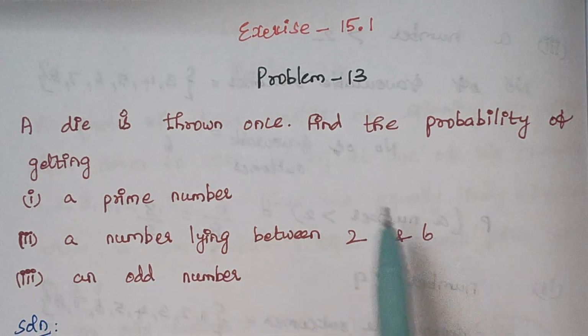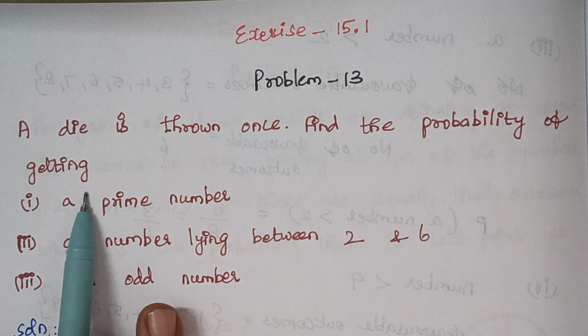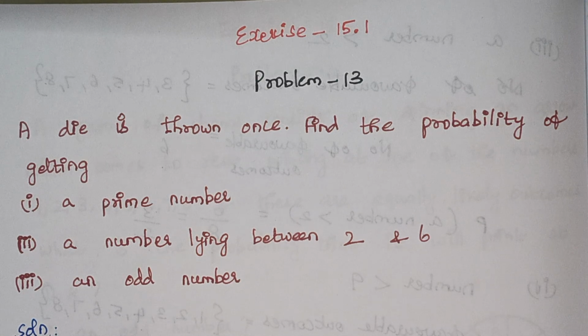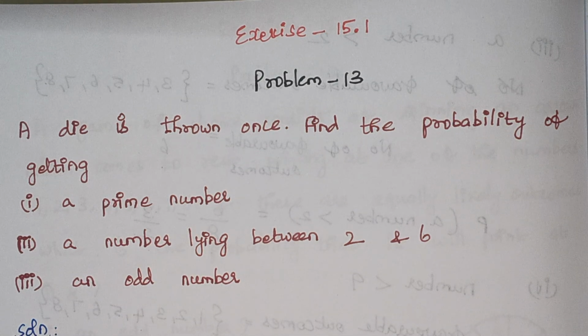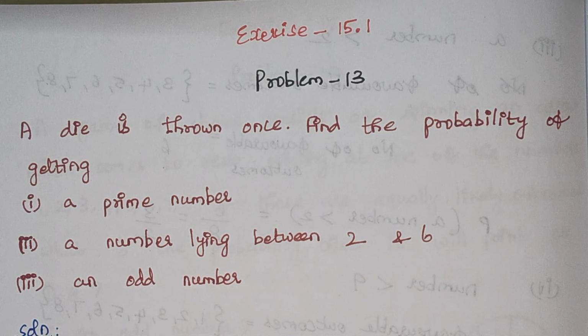Problem number 13. A die is thrown once. Find the probability of getting a prime number, a number lying between 2 and 6, and the third one is an odd number. So whenever a die is thrown, what is the maximum output we can have? Totally we can have 6 outputs because a die has numbers from 1 to 6. That is 1, 2, 3, 4, 5, 6.